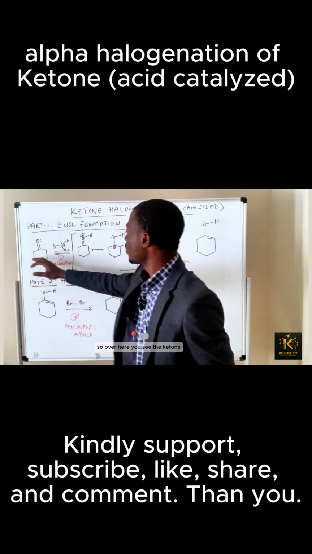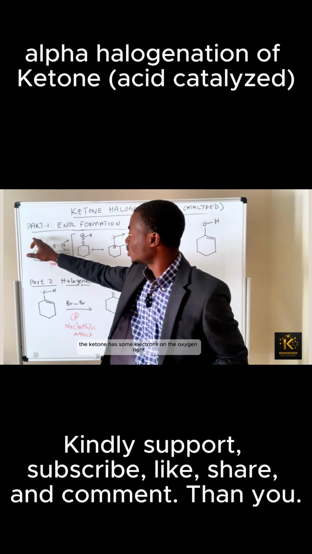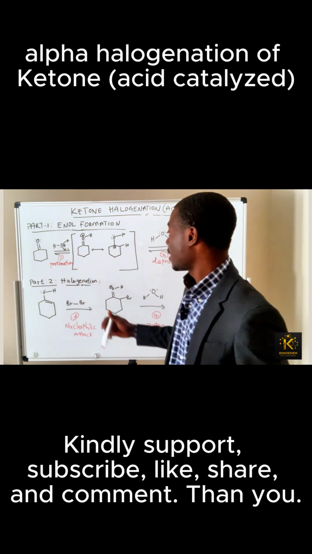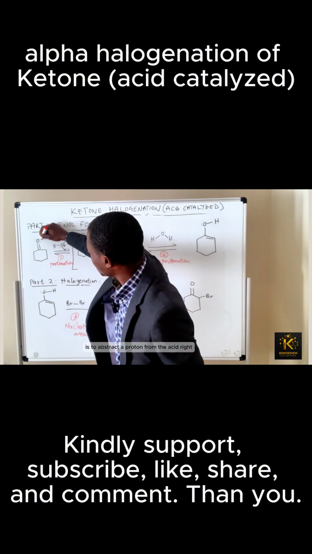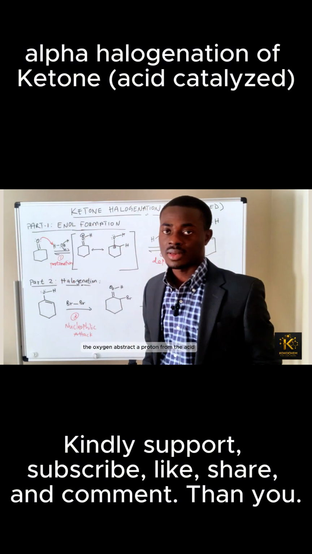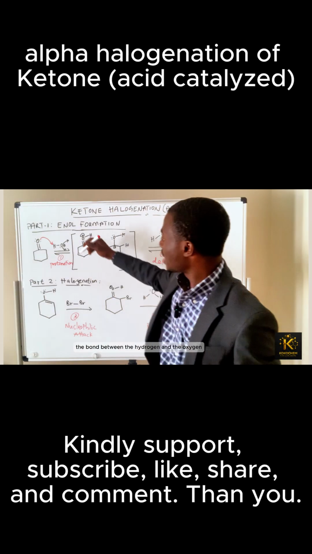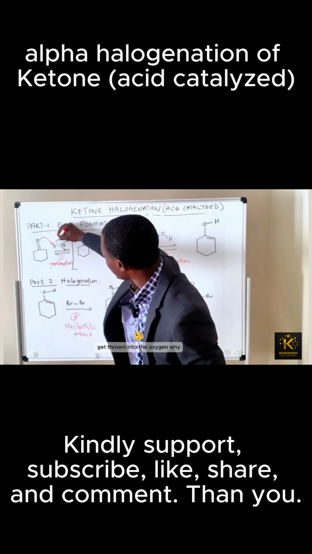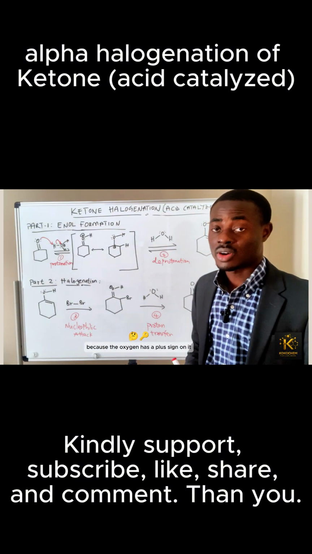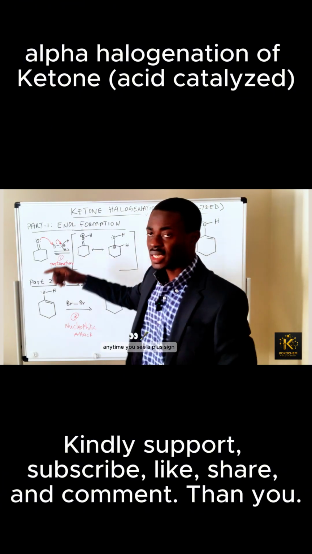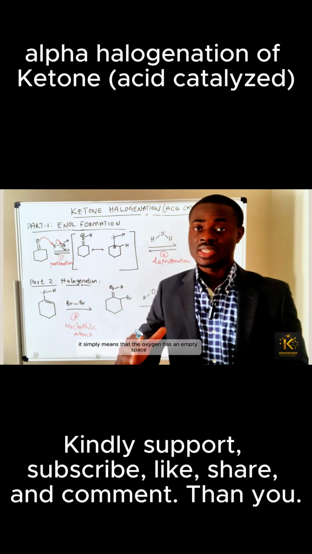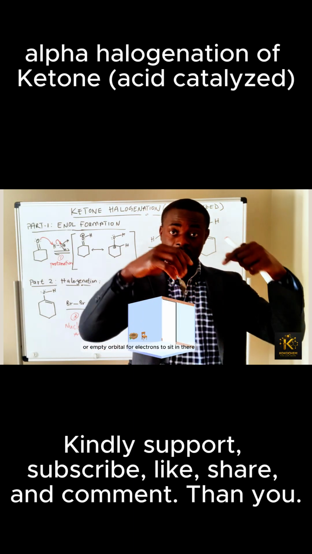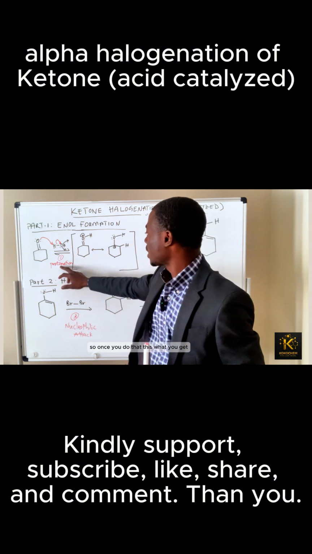So over here you see the ketone. The ketone has some electrons on the oxygen, right? What we will do in the protonation step is to abstract a proton from the acid. The oxygen abstracts a proton from the acid. The bond between the hydrogen and the oxygen gets thrown onto the oxygen. Why? Because the oxygen has a plus sign on it. Anytime you see a plus sign, it simply means that the oxygen has an empty space or empty orbital for electrons to sit in there. So once you do that, this is what you get.